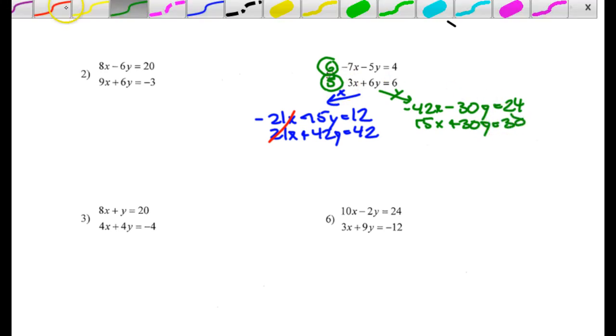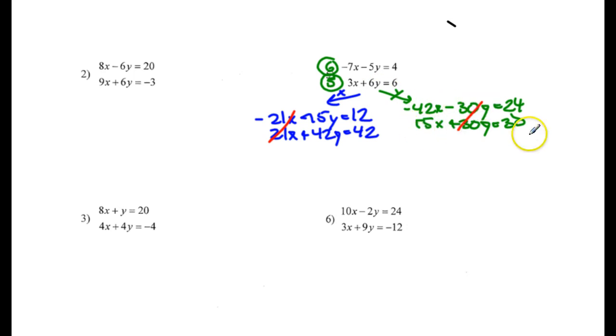And now look, we did that. So now the y's are opposites, they will cancel. So you'll combine the x's and solve. Alright, so here's what I want you to do.